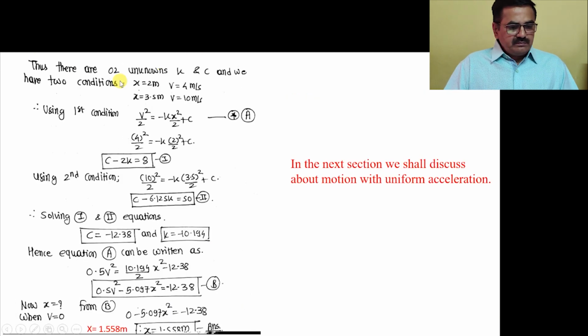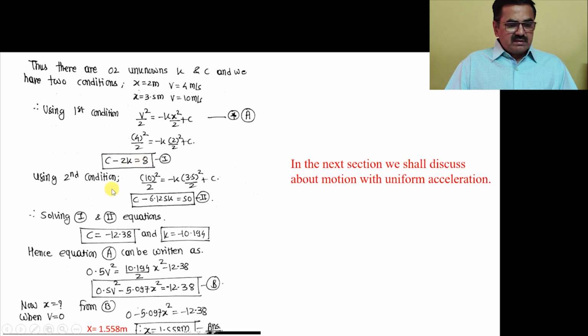Now there are two unknowns, k and c, and we have two conditions: x is equal to 2 meters, v is equal to 4; x is equal to 3.5 meters, v is equal to 10. So using the first condition, this is our equation A. After integrating, v square upon 2 is equal to minus kx square upon 2 plus c. Now in this equation, write v is equal to 4 and x is equal to 2, and thus we can develop the first equation in terms of two unknowns: c minus 2k is equal to 8.